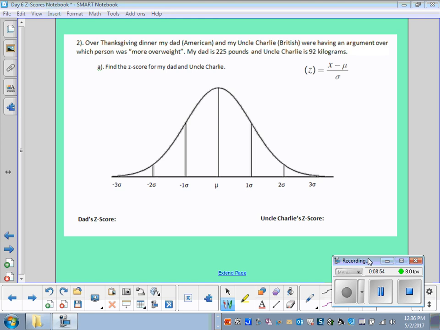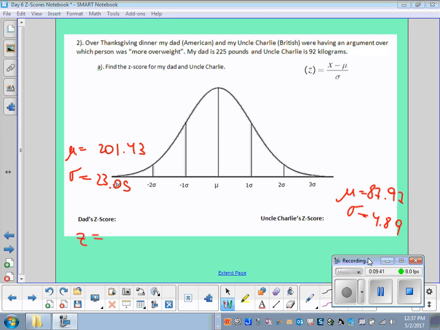British versus American. So for my dad's z-score, we need to consider the American male population, and so the mean for that was 201.43. I'm rewriting because it's easier for me, and sigma was 23.05. And for the British population, we had a mean of 87.57 and the sigma 4.89. Okay, so let's figure out the z-score for each of them.